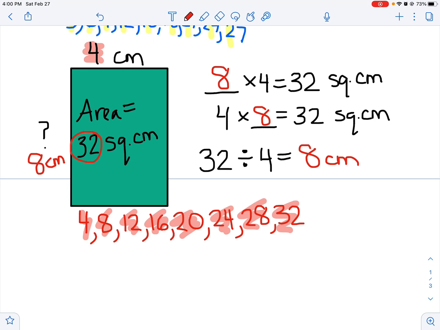So your job today is to go find either the missing area or the missing side length on the rectangles that are given. And then if there's time, you will do the word problem at the end. Good luck and let me know if you need any help.